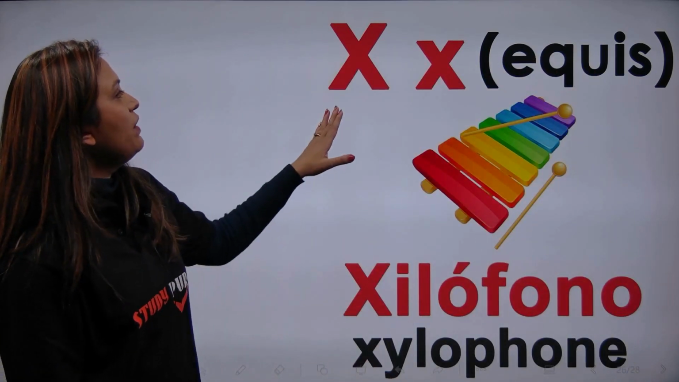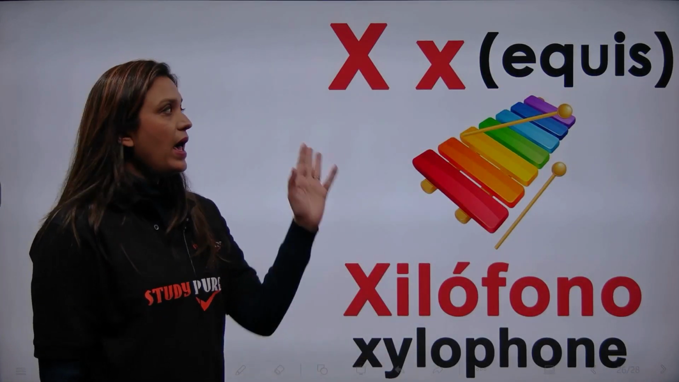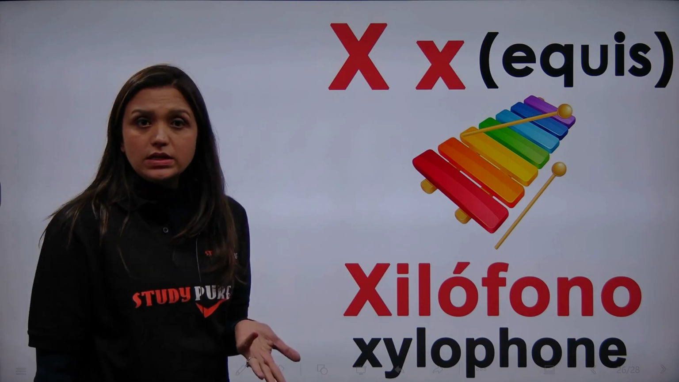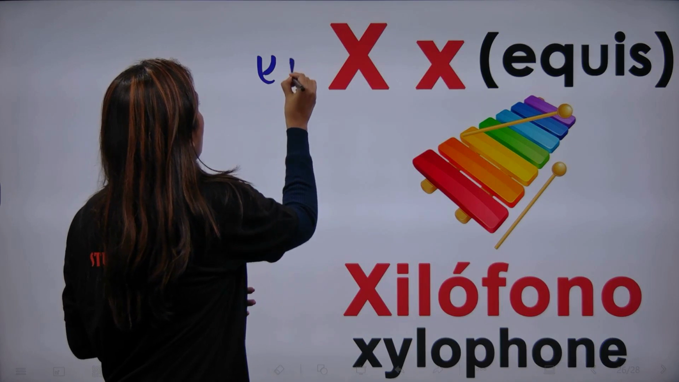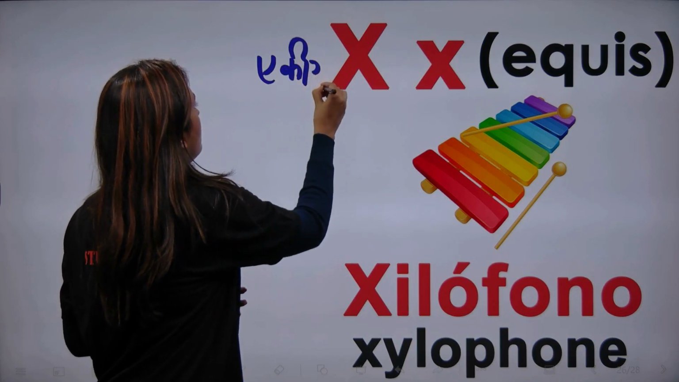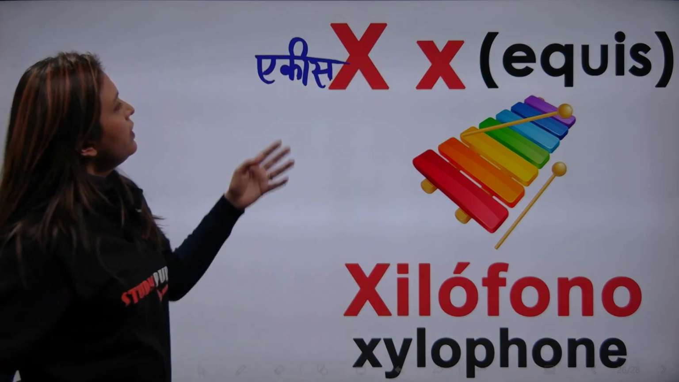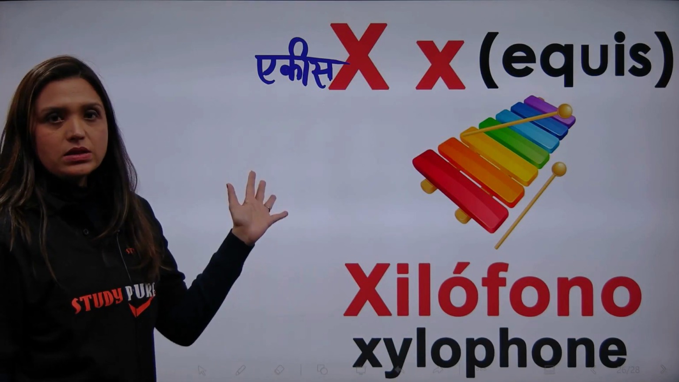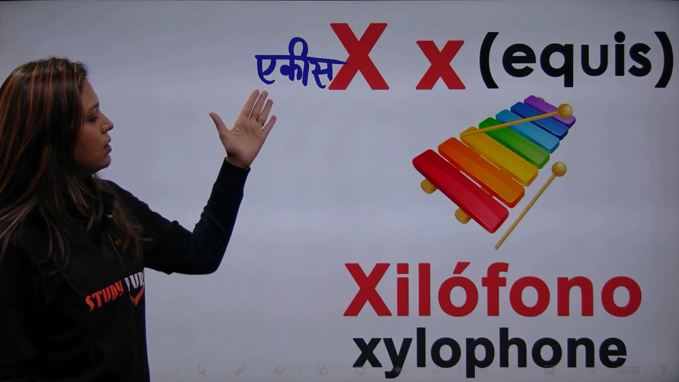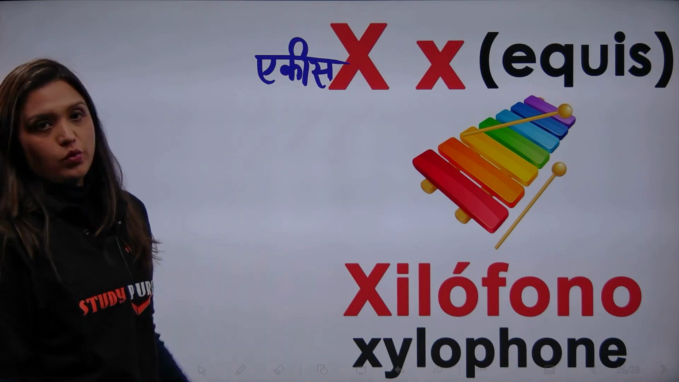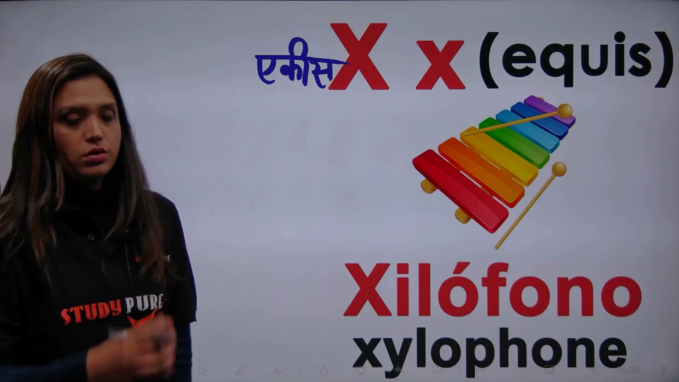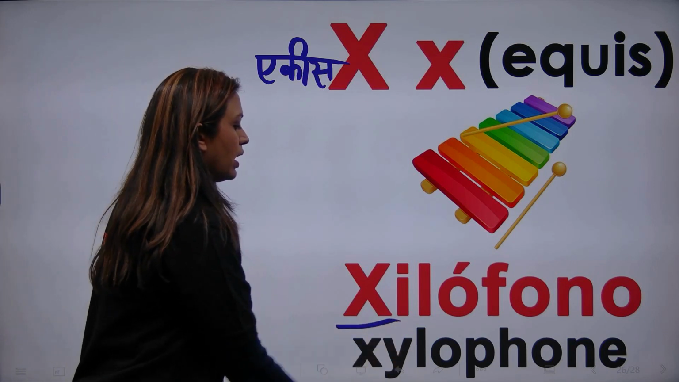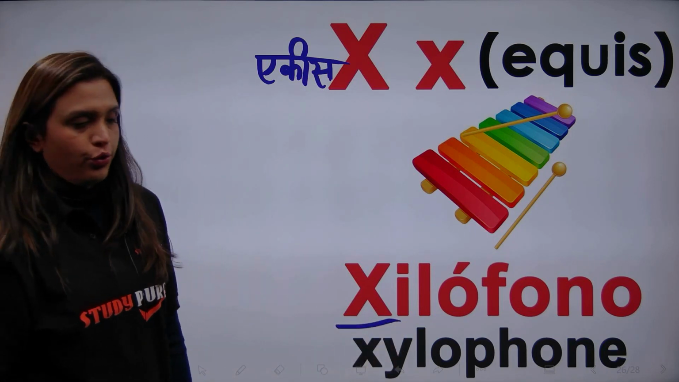Now the alphabet X. X is called equis. X. So X is equis. Now we have here a xylophone, which is called a xilófono. Xilófono. That's an X for you. Xilófono.